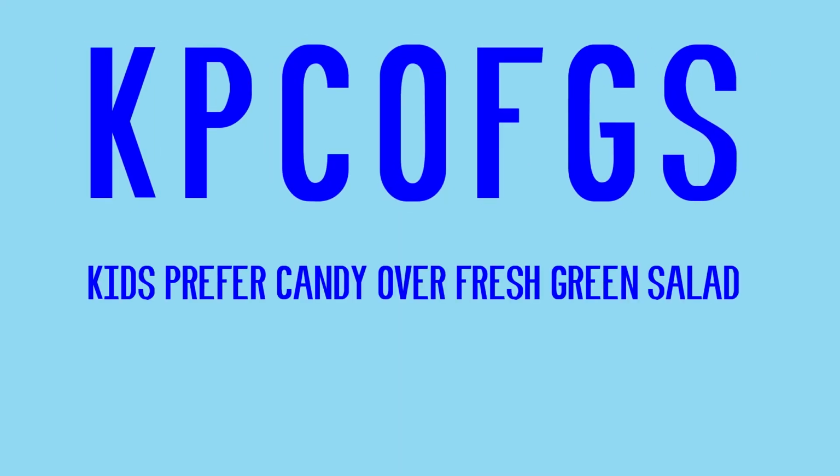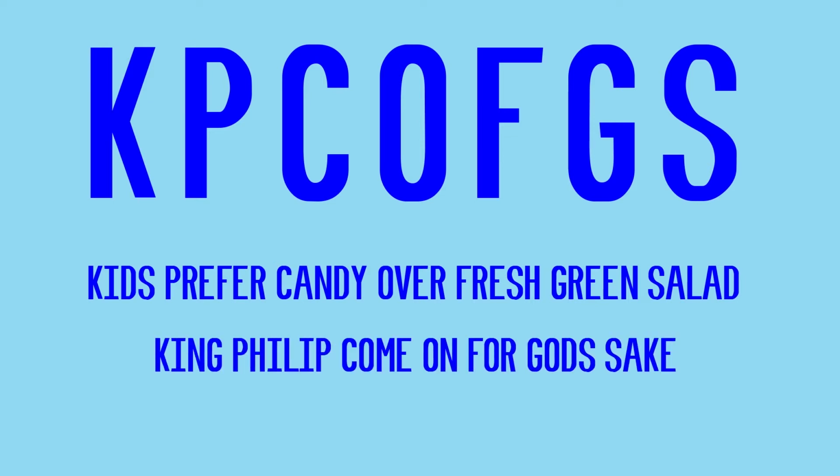It's very clever. You can use the phrase "kids prefer candy over fresh green salad" to remember the Linnaean system of classifying organisms. Or if you want to be a little bit more British, you can have King Philip, come on for God's sake. I was going to say, can we make one up? If you ask your biology teacher, they do know the rude ones out there. They're worth hearing. Give them an ask and see what you find out.